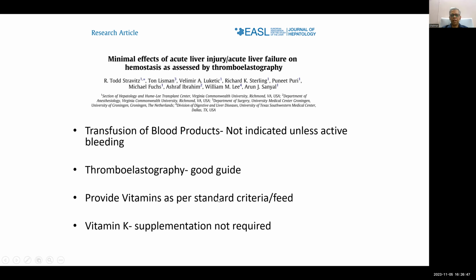In addition, as a critical care specialist, you're going to manage any patient and give him supplementation with vitamins. That is what you need to do in these patients.